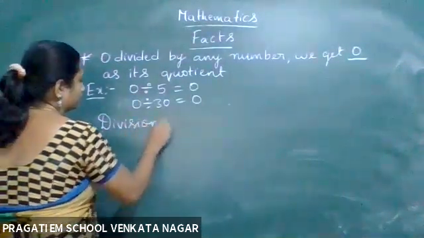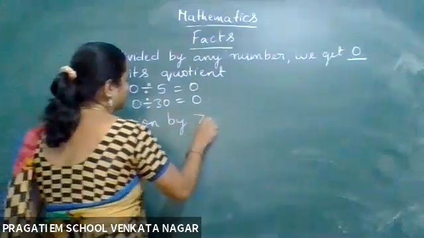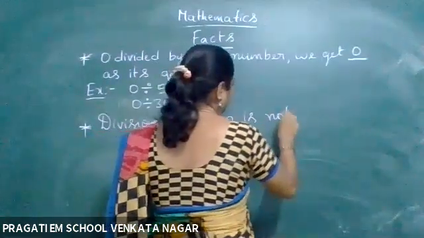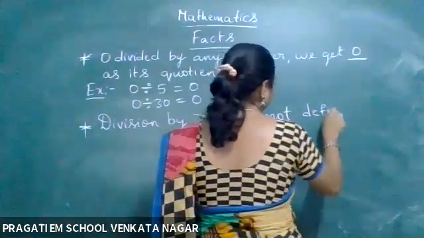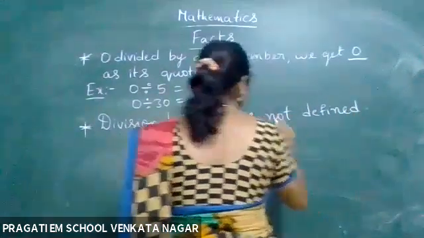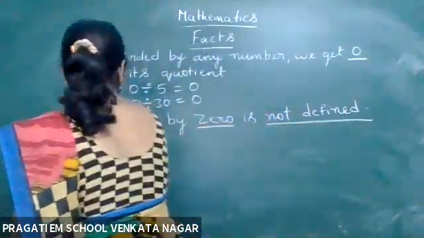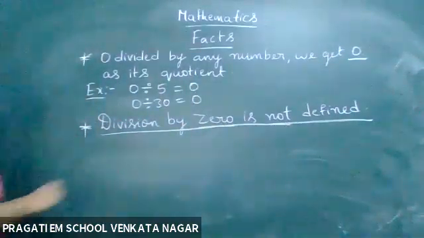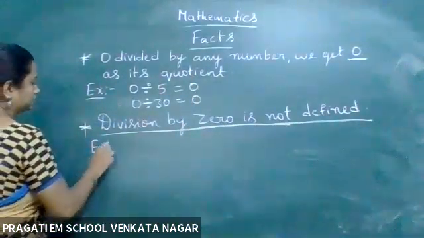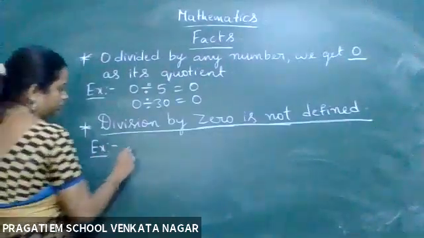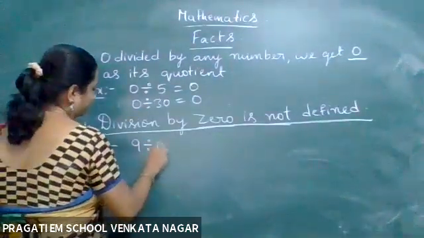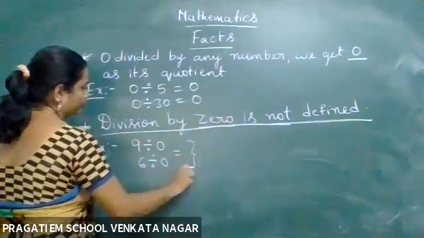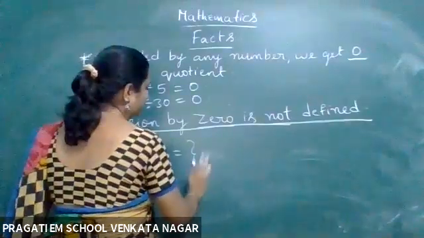Division by 0. This is very important, children. It is not defined. Very important point. Make a note of it, everyone. Division by 0 is not defined. Meaningless. Does not exist. Undefined.